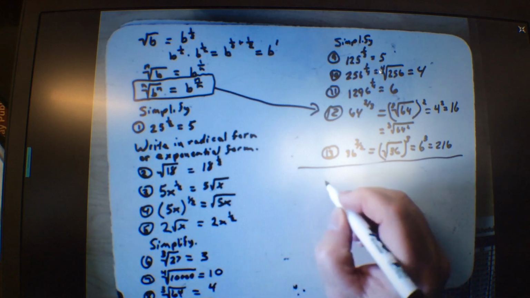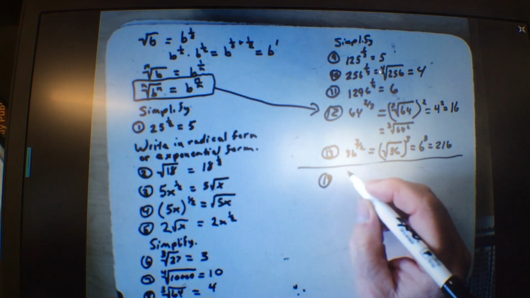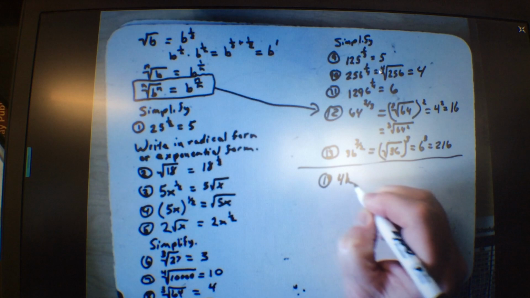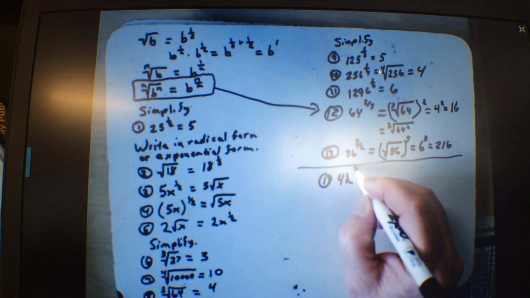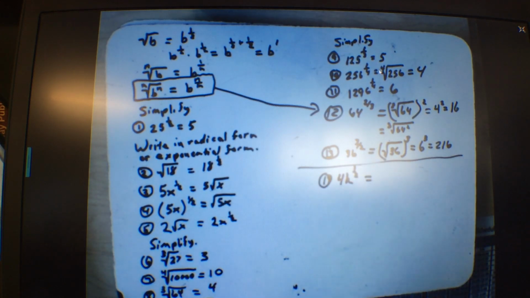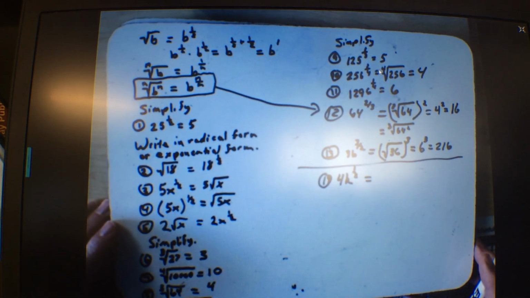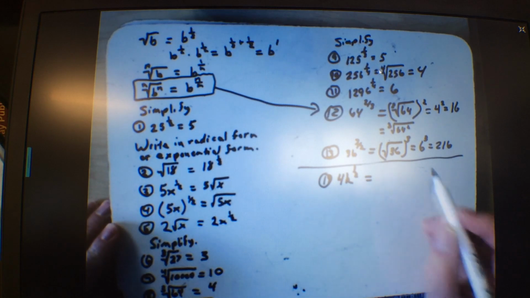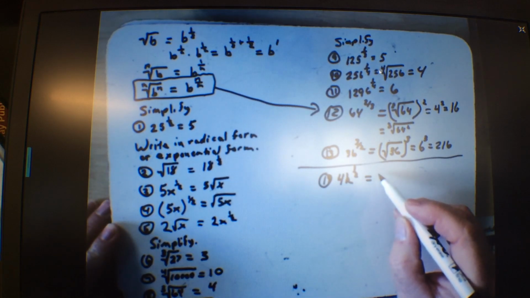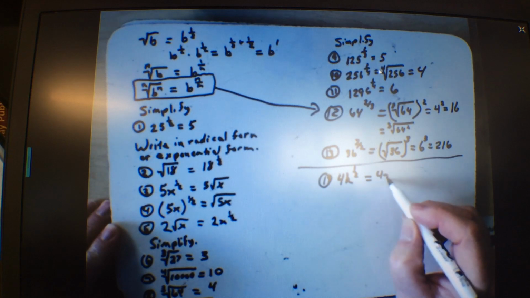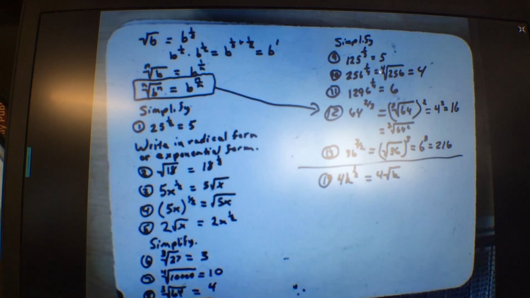For example, number 19, and I'm going to do odds because you're going to do evens, but you might want to write these down. What form is this? Exponential. So how would I write it in radical form from the beginning of the lecture? Ryan? 4 square root of k. Thank you. And it's only the k that's underneath the square root. Does everybody understand that? Okay? Any questions?